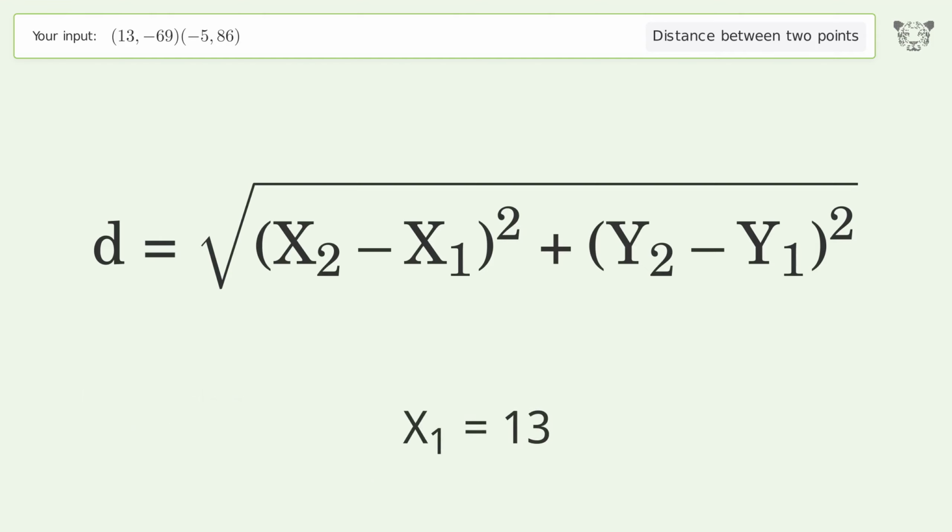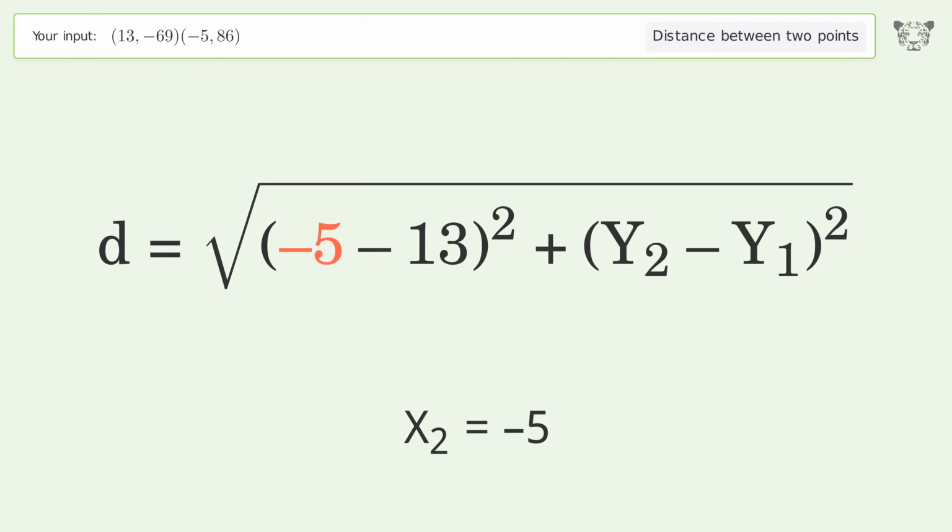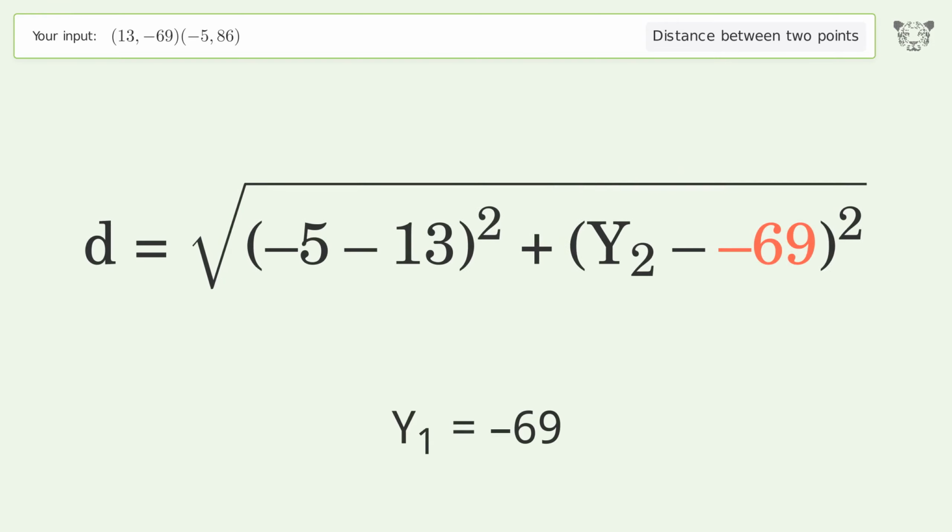x1 equals 13. x2 equals negative 5. y1 equals negative 69. y2 equals 86.